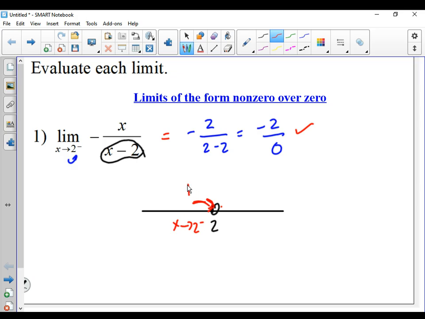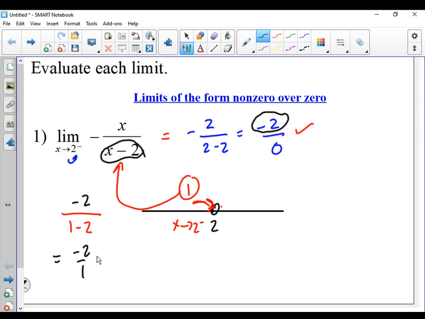We're going to plug that number 1 in the denominator only. So we change x to 1, giving 1 minus 2. Because the numerator we already know is equal to negative 2, we keep that negative 2 here. We don't plug the 1 in the numerator. We plug 1 only in the denominator and see what sign we get. So we get negative 2 over negative 1, which is a positive answer.